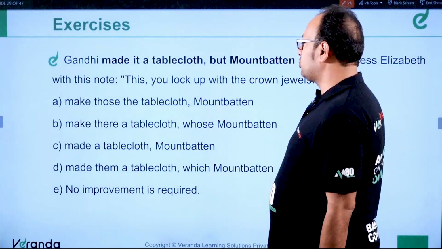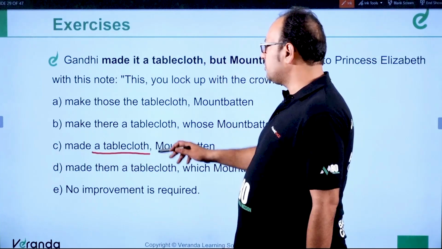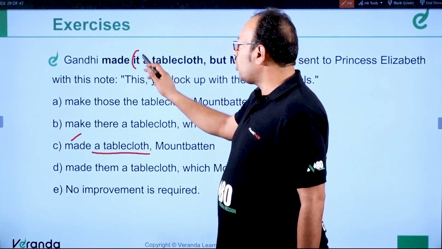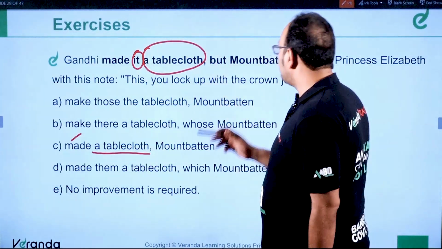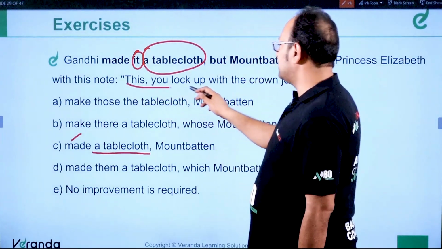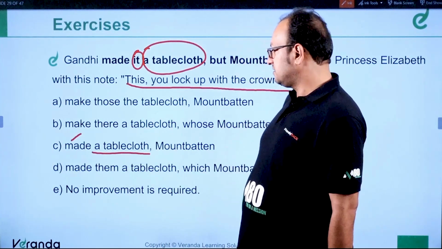Gandhi made it a tablecloth. It should be simple: Gandhi made a tablecloth, because made is a transitive verb and does not require two objects after it. Gandhi made a tablecloth. Mountbatten sent to Princess Elizabeth with this note: this you lock up with the crown jewels. This is the correct answer, C.